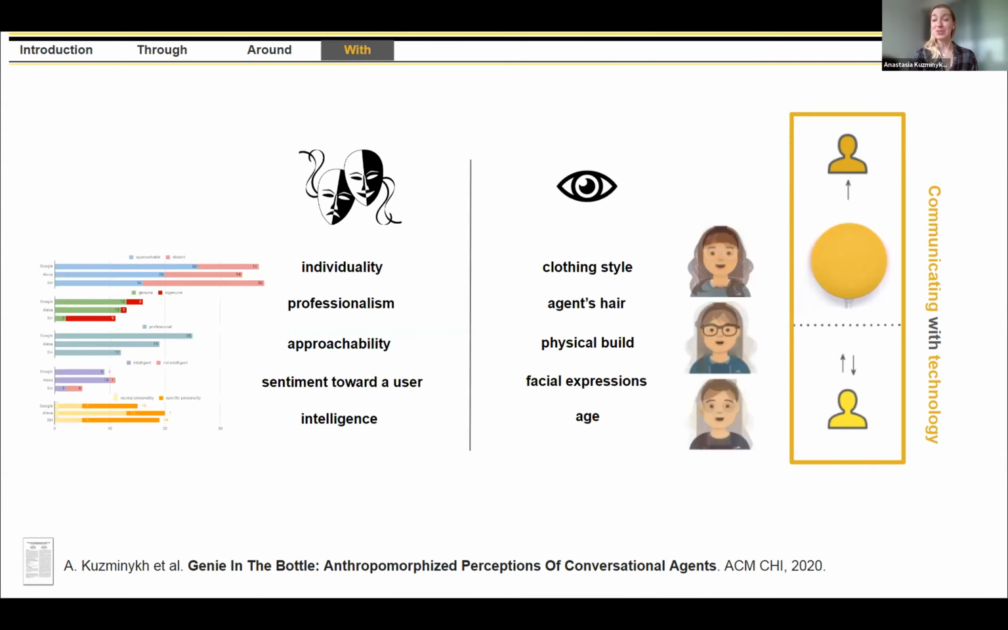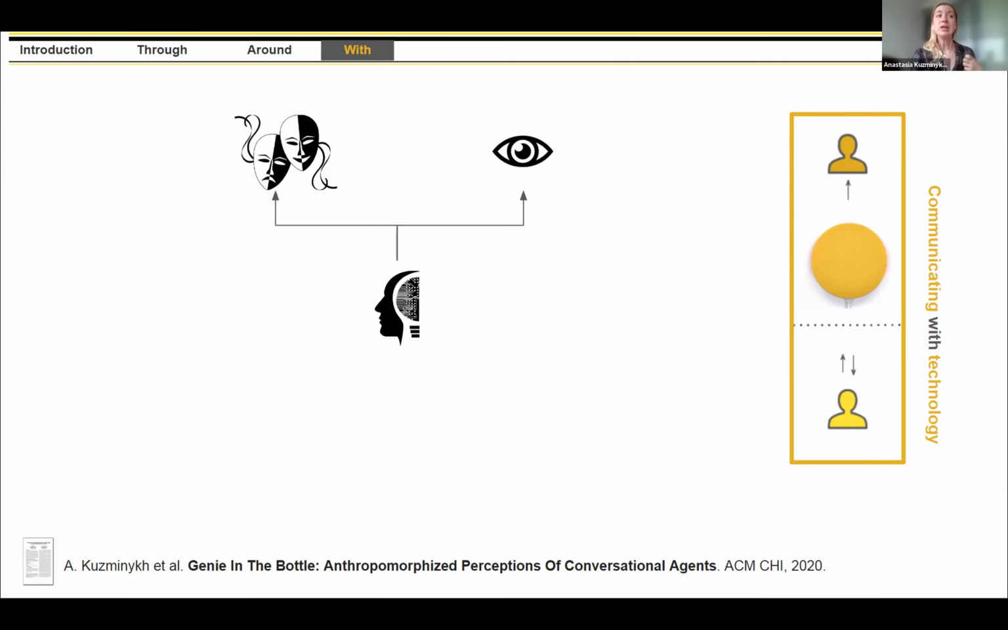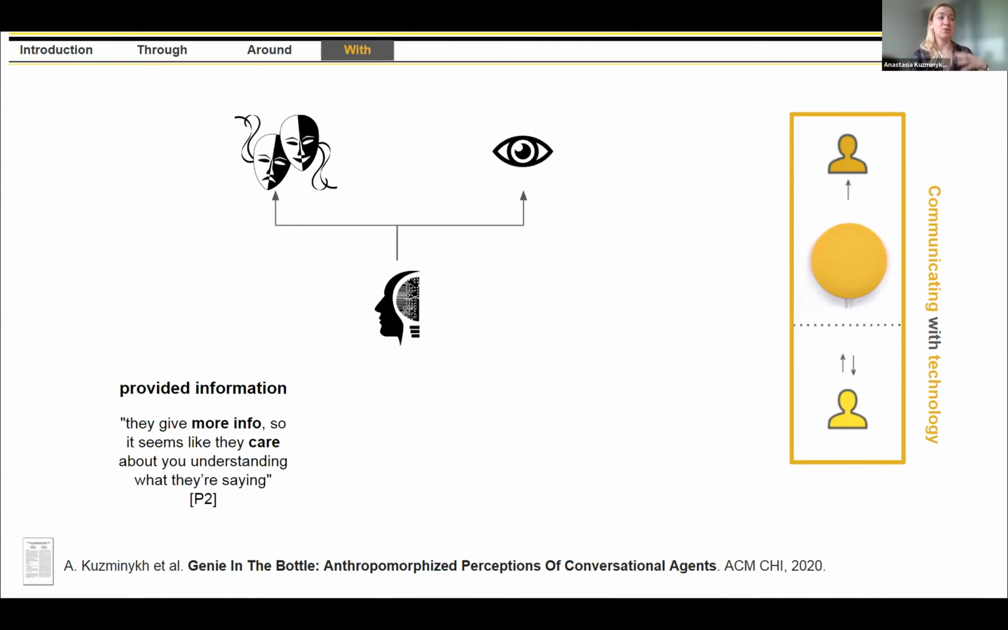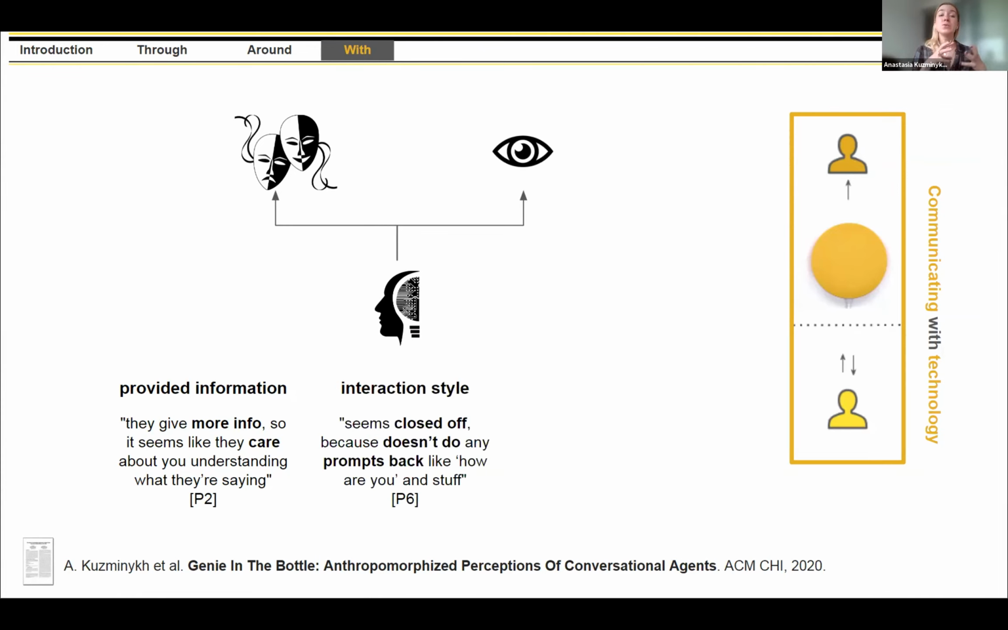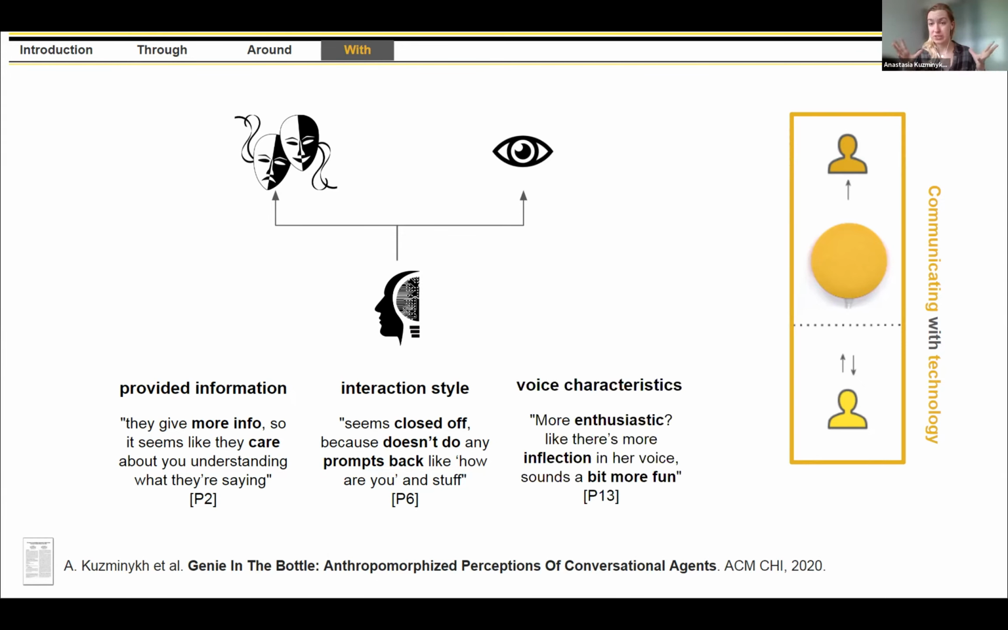And so the cool thing about this study was that it showed us that indeed there is something in the design of these agents that defined this very consistent structure of our perception about them. And so we found that in the design itself, it was first of all the amount of information that these agents provide and the level of details there. Also the interaction style of an agent, so whether it's prompting you back, and how responsive it is to your prompts, whether it's using jokes. And the third part there was the voice characteristics itself, right?